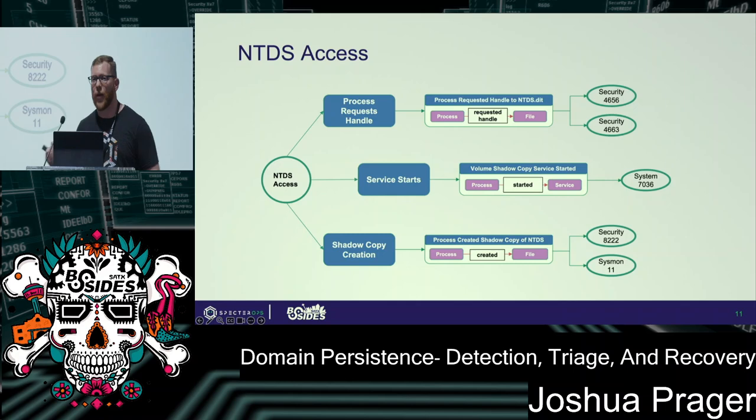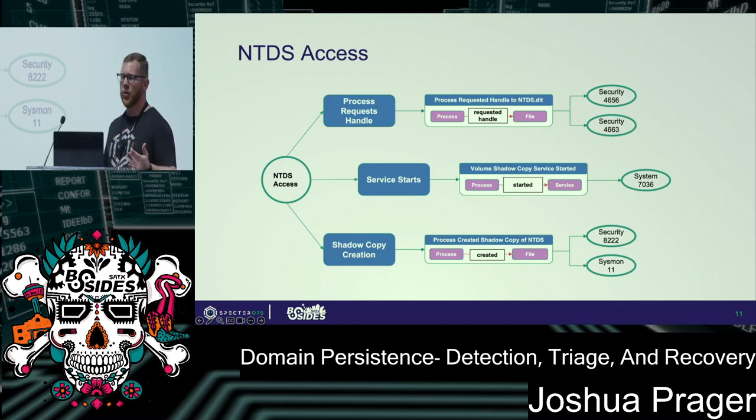We can also use the Volume Shadow Copy service starting itself. If you have a recurring scheduled task or a recurring persistent job on your domain controller to do Volume Shadow Copy, and all of a sudden you're seeing one execute at an abnormal time of day or just completely out of the blue, that would be a dead giveaway that something suspicious is going on.